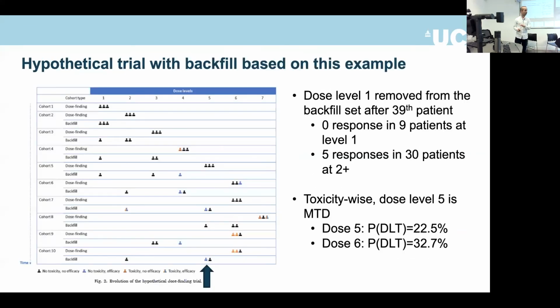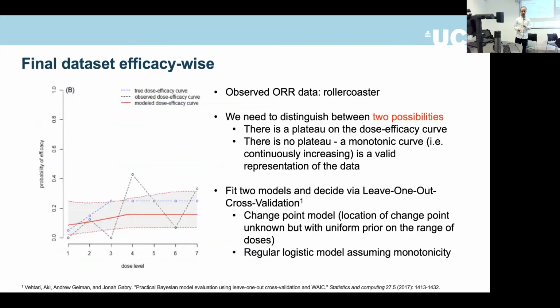I've only been talking about toxicity here, and I've talked a little bit about efficacy with respect to dose level 1 being discarded. But now, the main challenge is to identify the plateau, whether it exists or not. The observed response data is a proper roller coaster, and this is very typical of early phase trials because we've got a very small number of patients.